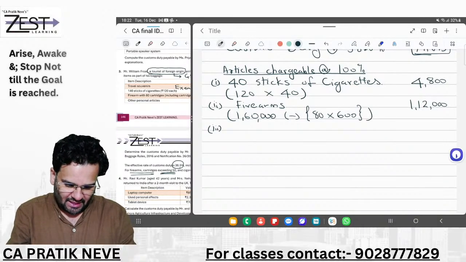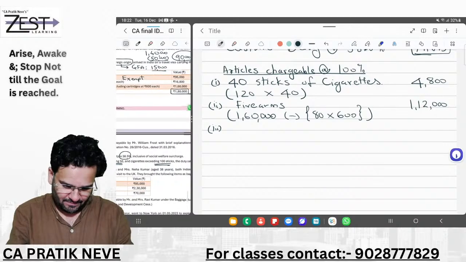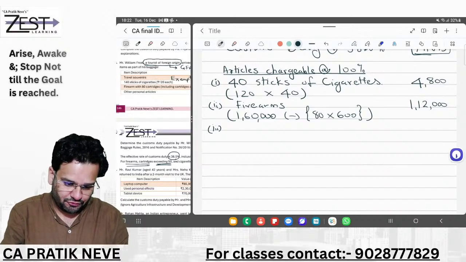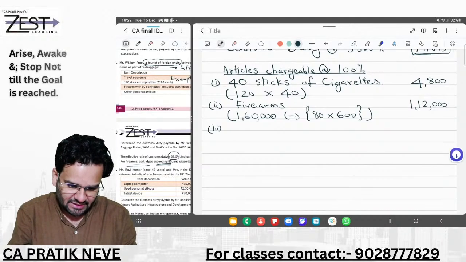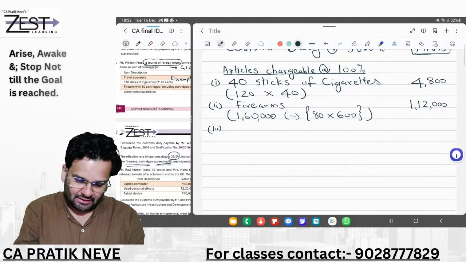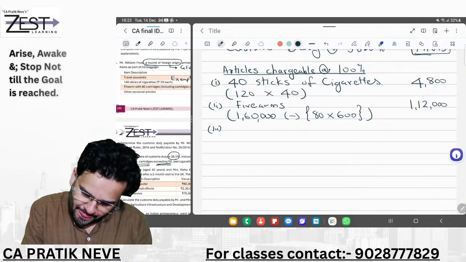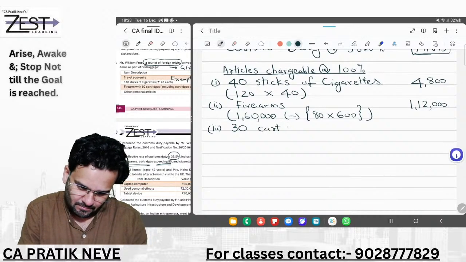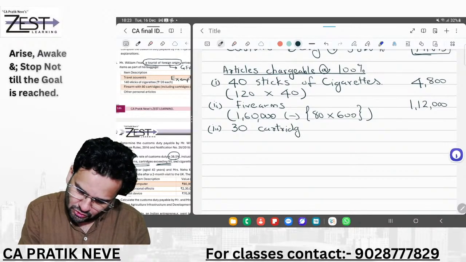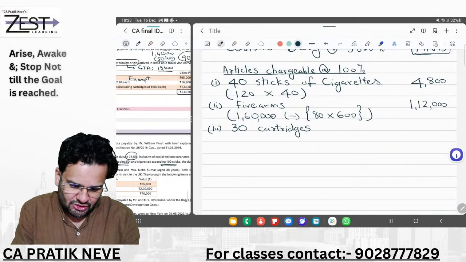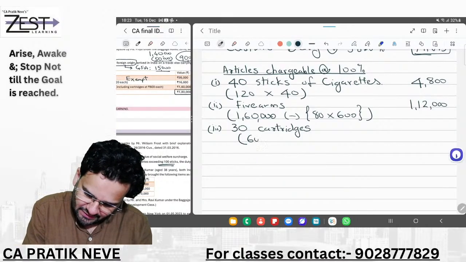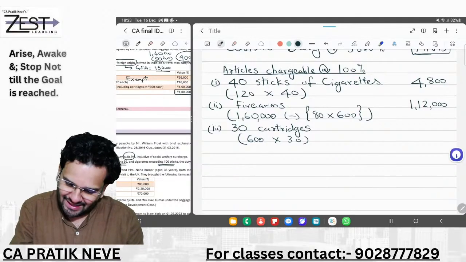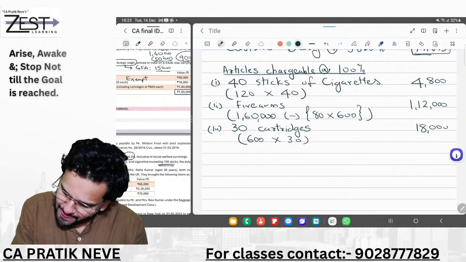Firearm is done. Then after that, cartridges exceeding 50. So how many cartridges are exceeding 50? 30 cartridges. So 30 cartridges, each cartridge is for 600. So 600 into 30, which is 18,000. Simple.